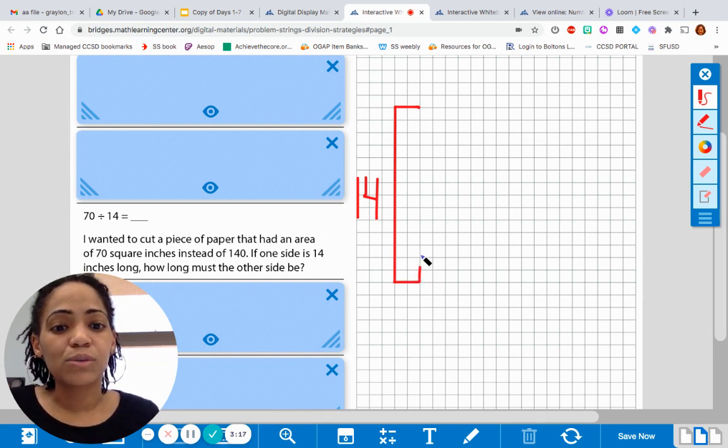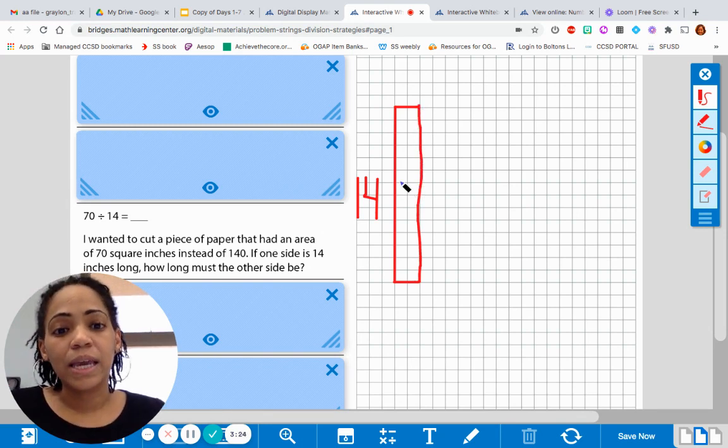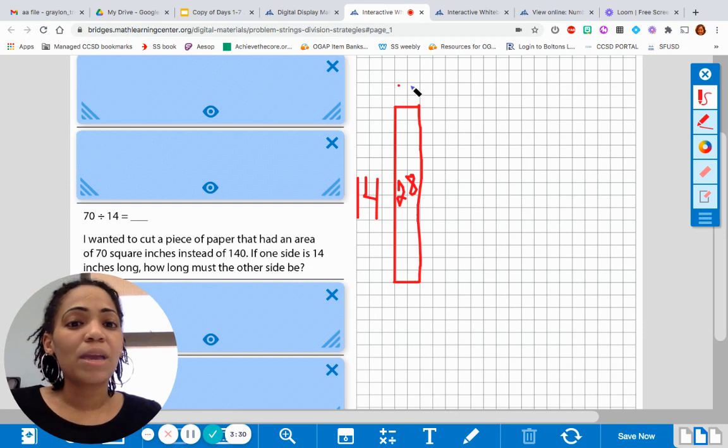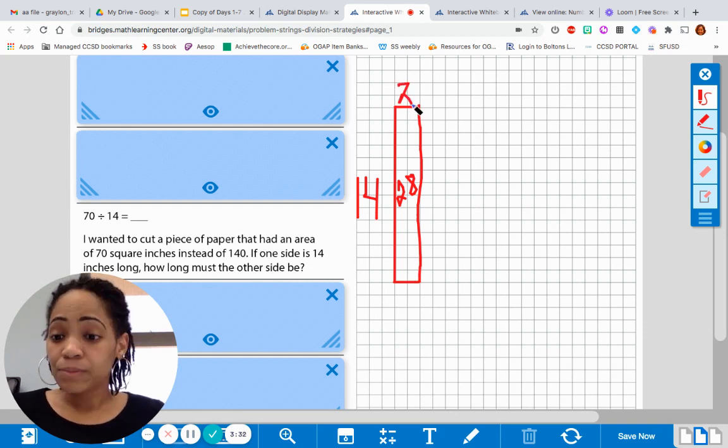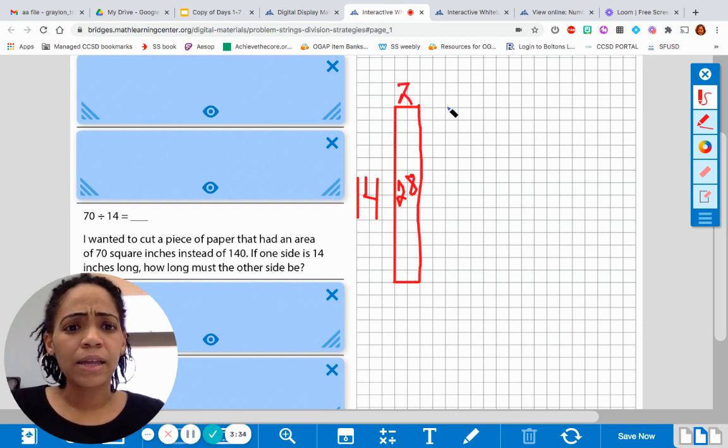What is 14 times 2? What if I doubled 14? What am I going to get? Good, I'm going to get 28. But I want 70. So am I done? Nope. So maybe, can I add another 2? Let's do it. Let's add another 2.